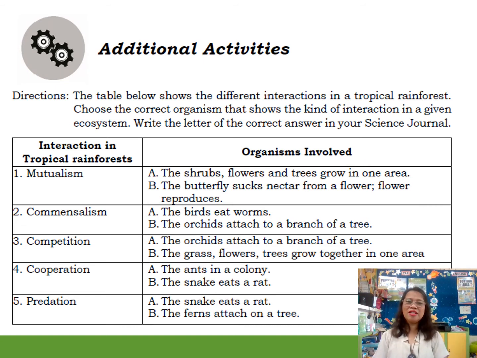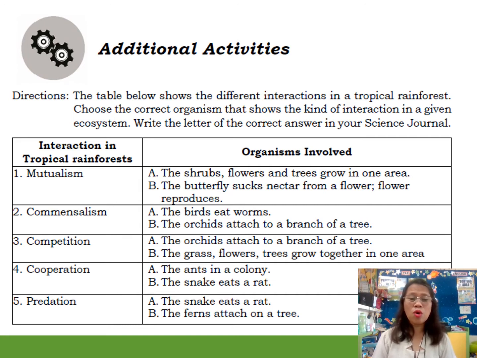For additional activities, the table below shows different interactions in a tropical rainforest. Choose the organism that shows the kind of interaction in a given ecosystem. Write the letter only. So we have mutualism, A and B. Number 2, commensalism, A and B. Number 3, competition, A and B.